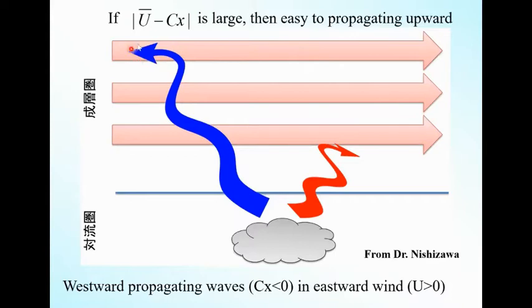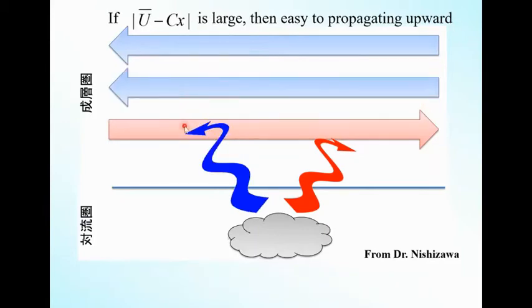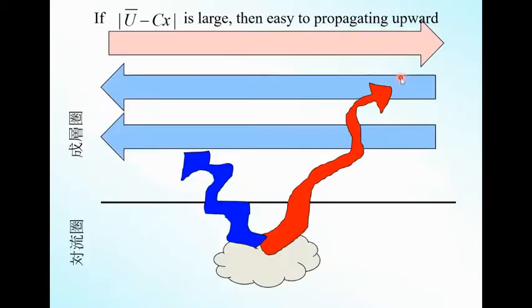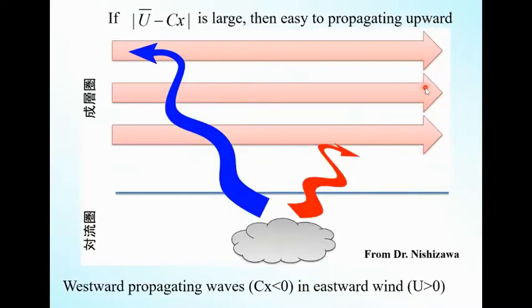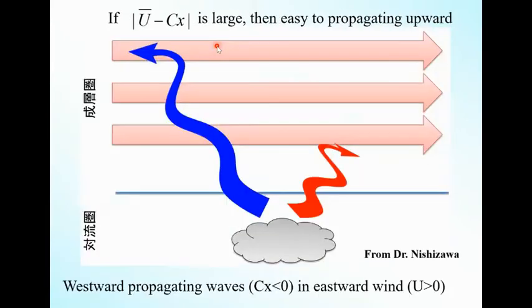Then if these westward waves dissipate, the zonal wind changes to westward wind. Next, the westward waves can reach here and make this westward, and next this westward. So all the background wind becomes westward. Then the eastward waves can propagate more upward, and make eastward wind here, and here, and here. Then again we return to this condition. So you can see the clear downward propagation of the zonal wind. This is a very brief mechanism of the QBO.